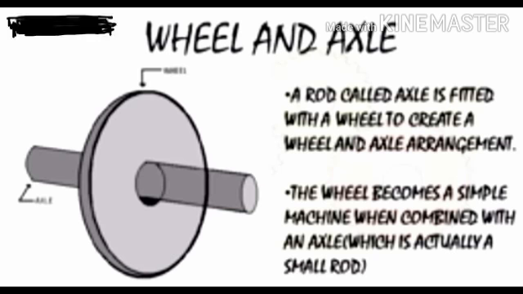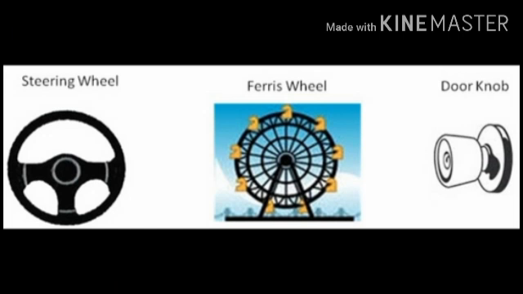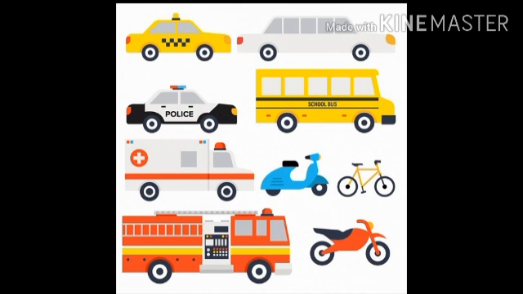In other words, we can say a rod called an axle is fitted with a wheel to create a wheel and axle arrangement. The wheel becomes a simple machine when combined with an axle, which is actually a small rod. It helps us to move things quickly and easily. A few examples of it are steering wheel, Ferris wheel, doorknob, and of course vehicles which we use in our day-to-day life also use wheel and axle.